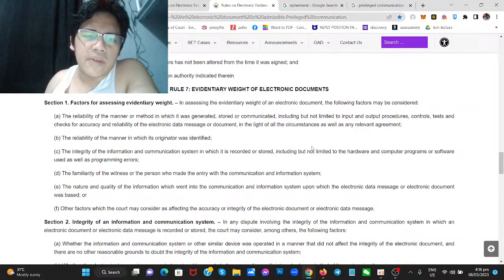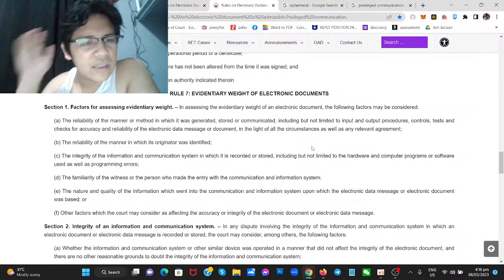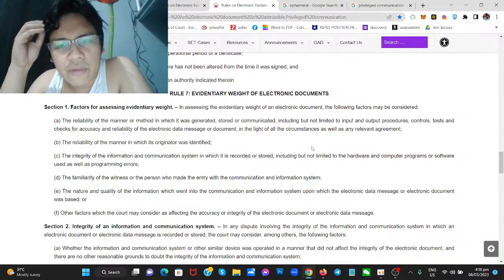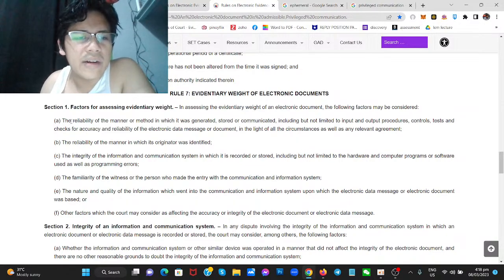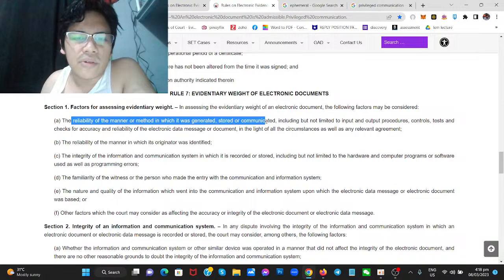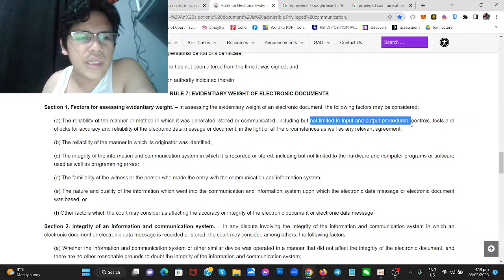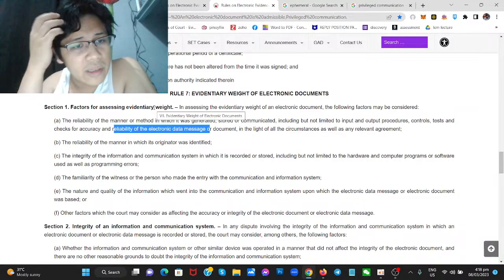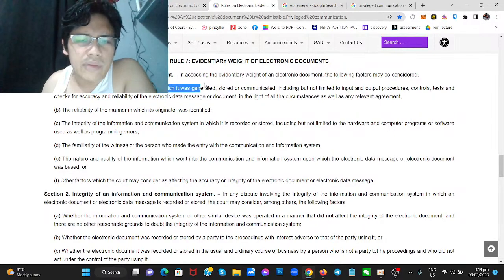Now let's speak about Rule 7, the evidentiary weight of the electronic evidence. So factors for assessing the weight. In assessing the evidentiary weight, the following factors may be considered. The reliability of the manner or method in which it was generated, stored, or communicated, including but not limited to input and output procedures, controls, tests, and checks for accuracy and reliability of the electronic message in light of all the circumstances as well as the relevant. So paano explain yan? The reliability on the method it was generated.